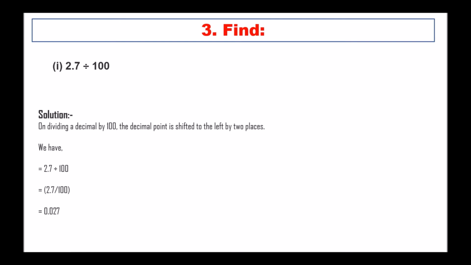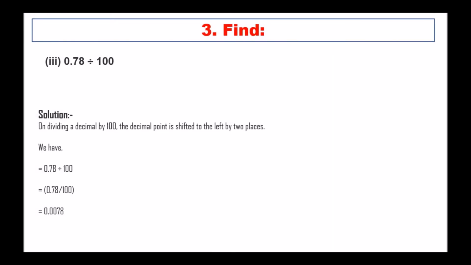Next question is find 2.7 divided by 100. Now while dividing by 100, the decimal point is shifted to the left by 2 places. So 2.7 divided by 100. So the decimal point will come, 1 and 0 we will put and then the decimal point. So it will become 0.027. 0.3 divided by 100. So 0.3 we will put 2 zeros and then the decimal. So it will become 0.003.